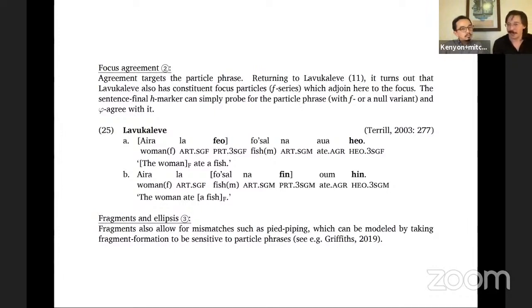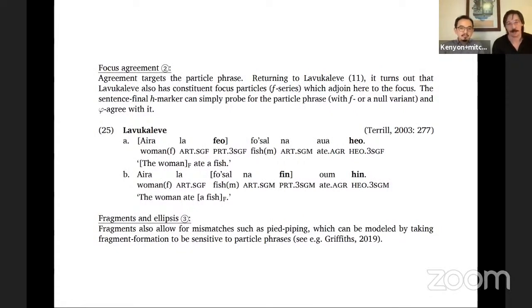So returning to Lavuca-Levy and looking at a set of facts that might be even less well known, it turns out that Lavuca-Levy also has a set of constituent focus particles, the F series, as we see in 25A and 25B, they're bolded, which adjoin here to the focus and also agree with it in phi features. This sentence final H marker could simply probe for the particle phrase. Maybe it's expressed overtly, sometimes maybe it's not, and then phi agree with it. If you're looking at the handout, there are a bunch of different ways you could imagine doing this. Exactly how you want to cash that out, I think, is a project to pursue once we can find more Lavuca-Levy speakers.